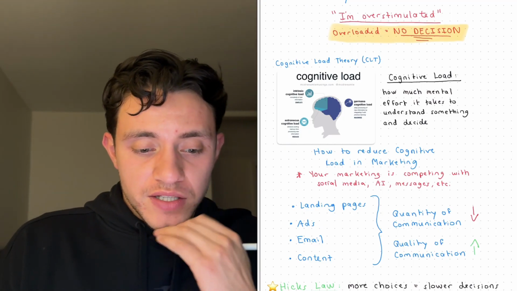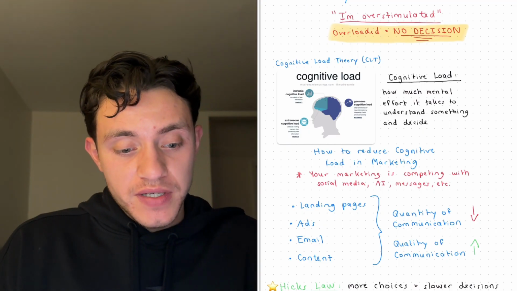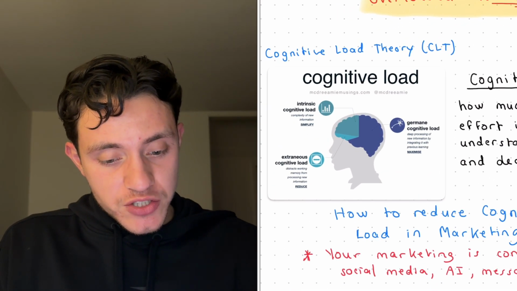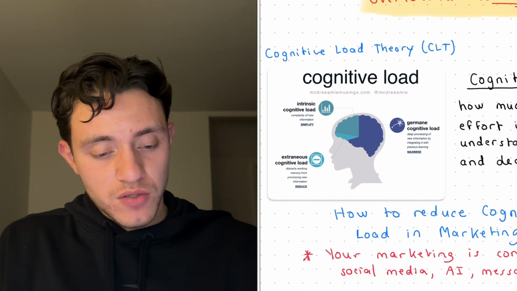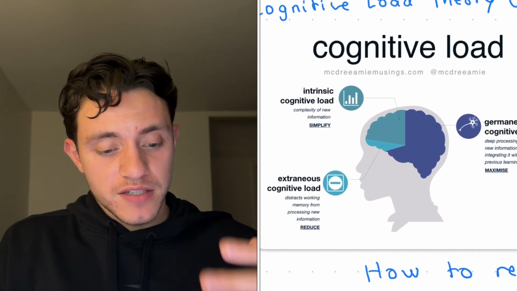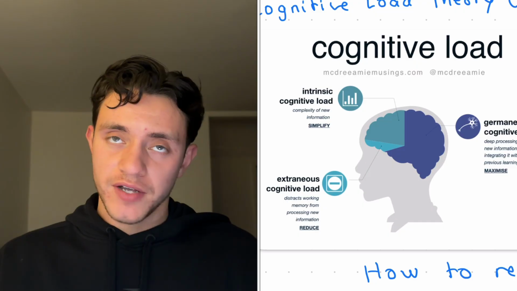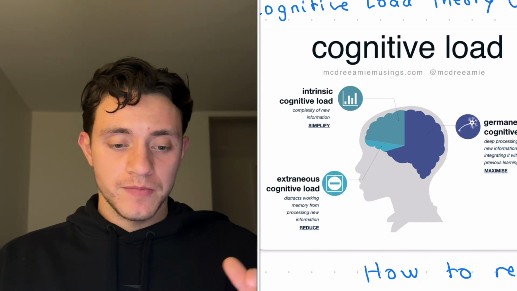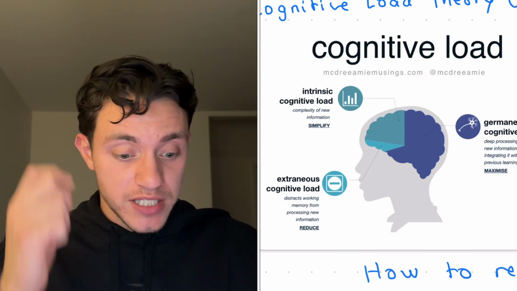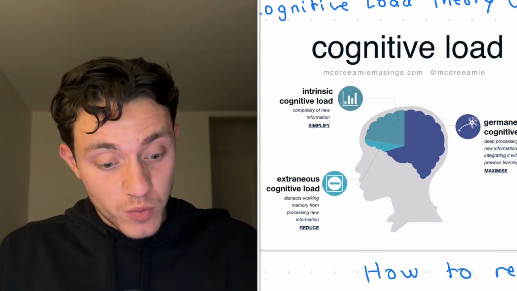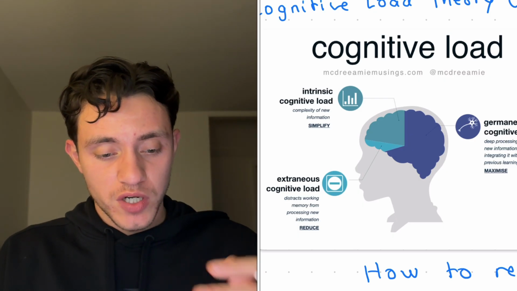So essentially, there's this theory called the cognitive load theory, and we're going to break it down into three parts. It's the intrinsic, the extraneous, and the germane. So the intrinsic is the complexity of new information. You want to keep this as simple as possible, which means just simplify your marketing. And we're going to go over specific ways how to do that. There's the extraneous cognitive load, which distracts working memory from processing new information. You want to reduce that.